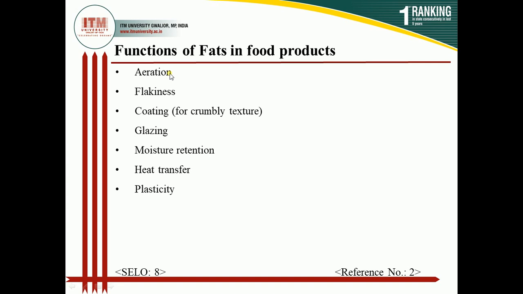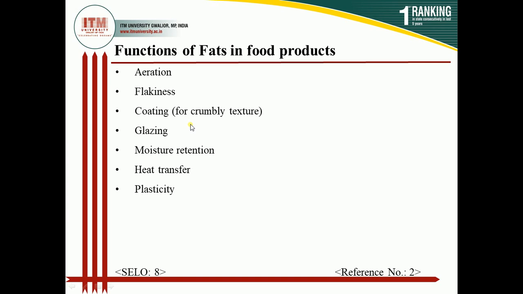Next is flakiness. In this process, the fat helps to separate the layers of gluten and starch that are formed in the dough when making flaky products, like puff pastry or biscuits. The fat melts during cooking and leaves little air pockets, while the liquid produces steam that evaporates and causes the layers to rise.